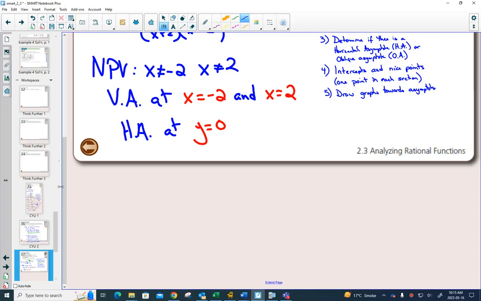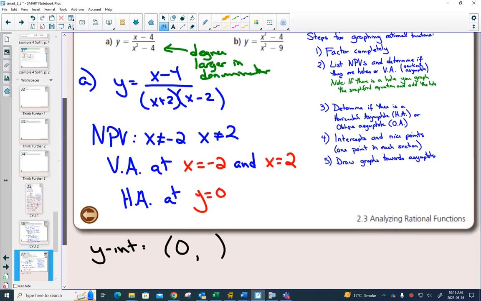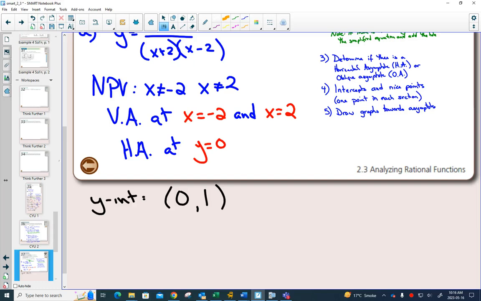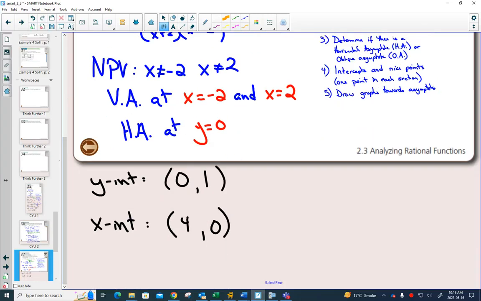Next, we find our x-intercepts and y-intercepts. I always find the y-intercept first because it's easiest. If you plug in 0 for x, look at your original equation. You're going to get negative 4 divided by negative 4. You're going to get (0, 1). And for your x-intercept, if you plug in 0 for y, you just need to find out where your numerator would equal 0. My numerator is x minus 4. It will equal 0 at 4.